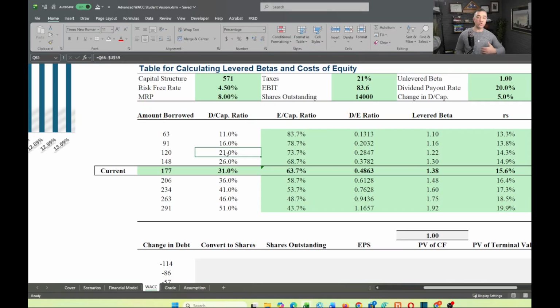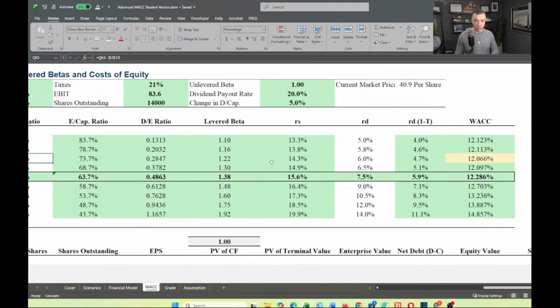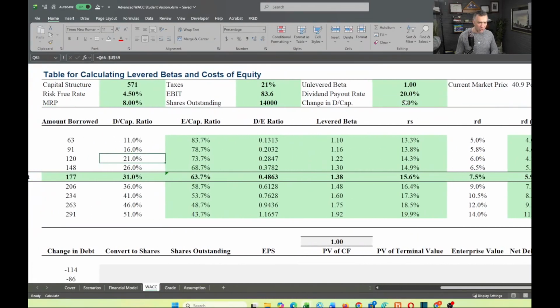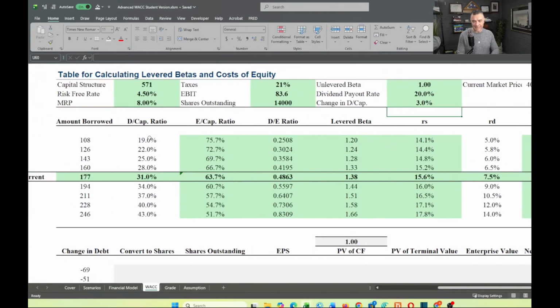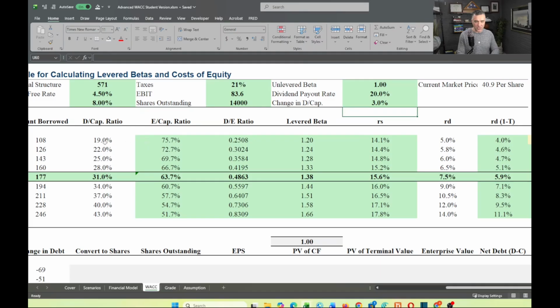Now, if I was doing a true analysis, I'd probably do 0.5% changes to really narrow it down. What's the exact debt to capital ratio? But it's close to 21%. Closer to 21 than 16. If you really want to narrow it, we could go to 3% increments. See, it's 19. Looks like it's closer to 19 than it is 22. So it looks like it's probably around 20%, right around there.